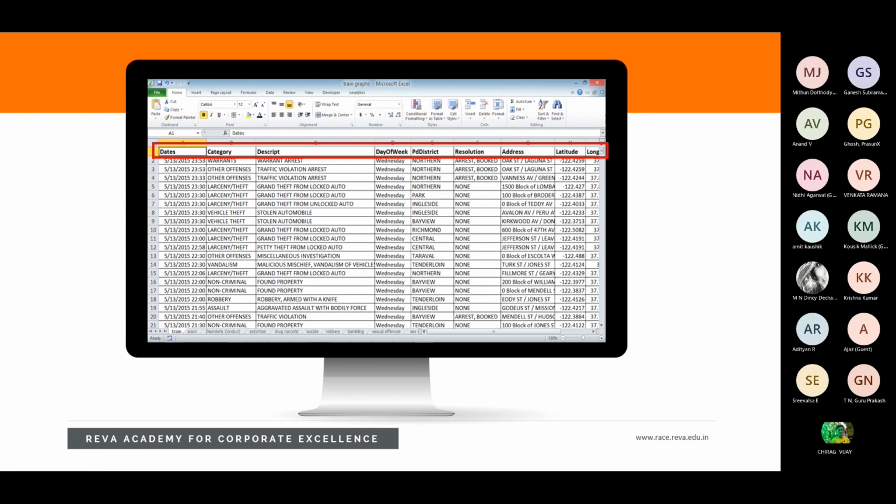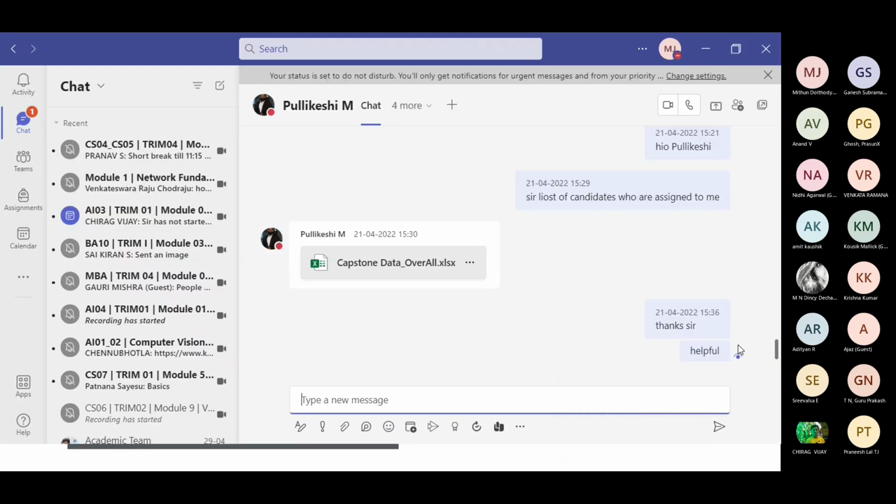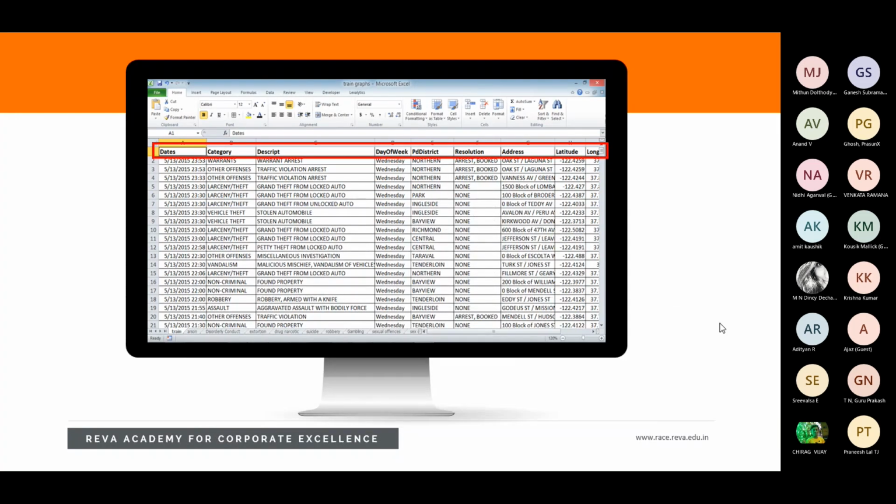So this is a data set. What can be done? This is a data set. Did you understand the data set? Very simple data set, right? So what can be done with this data set? Can categorize. Why am I showing this?